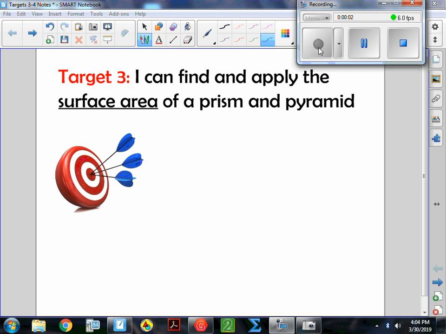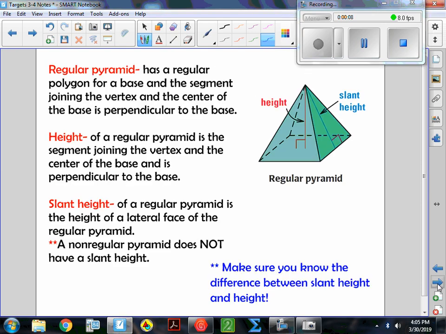Okay, target 3, we're finding the surface area of a pyramid this time. That's what this video is about. For a pyramid, we don't have to do this for just a regular pyramid, but really the point of the slide, what I want to point out, is the difference between slant height and height.